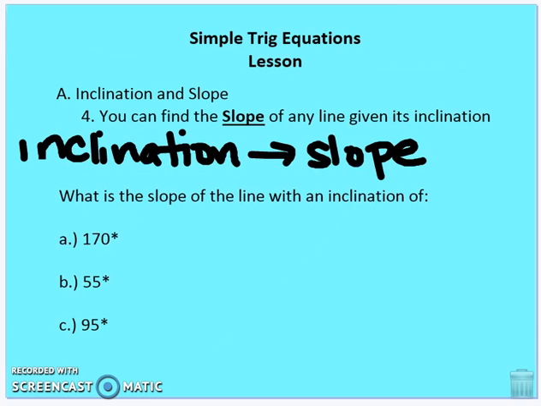All right, now we're going to go in the other direction. We're going to find the slope given the inclination. So this is pretty straightforward. You're just going to take the tangent of these different degree measures. So I'm going to pause here, and you can get your answers.